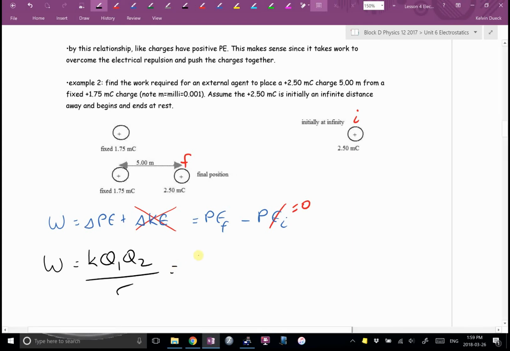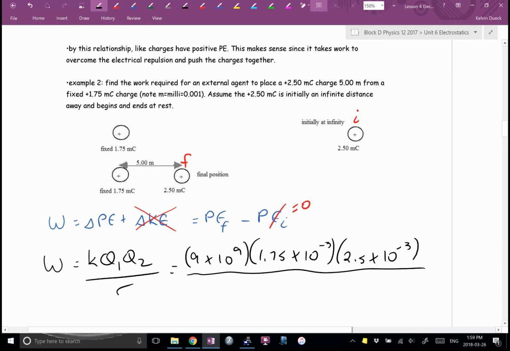So, Lyndon, what's K? 9 times 10 to the 9. Charge 1, is this fixed? Oh, it's milli. It's not microcoulombs. It's millicoulombs. From your formula sheet, what do I replace a milli with? 10 to the what? Is it -3? Yeah, and you know where to find that? So I'll almost always use microcoulombs. Once in a while, I will use millicoulombs. And then it's going to be 2.5 millicoulombs divided by our final position.